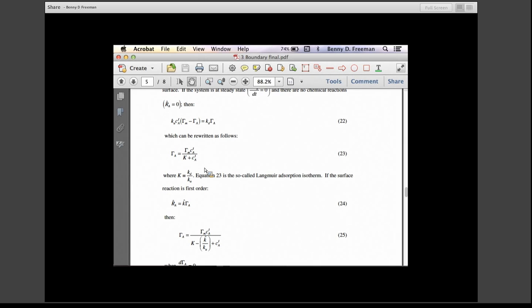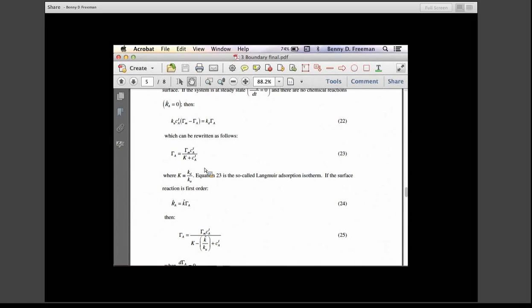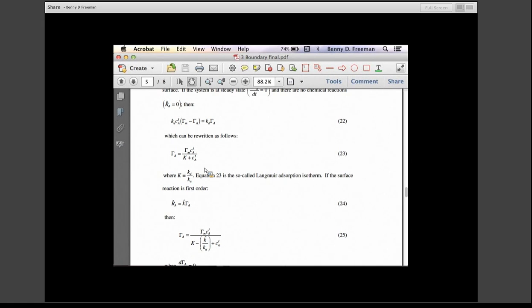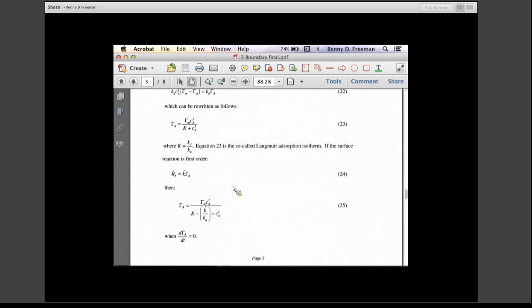You'll often see this derived in the literature from a thermodynamic point of view, starting from an equality of chemical potentials and working from there. We've derived it from a kinetic point of view, basically conservation of mass, assuming a simple model for adsorption and desorption, steady state, no chemical reaction, and you get to this Langmuir isotherm. If the surface reaction rate is first order, you can include that at steady state. So this provides you a tool with which to model interfacial reactions.